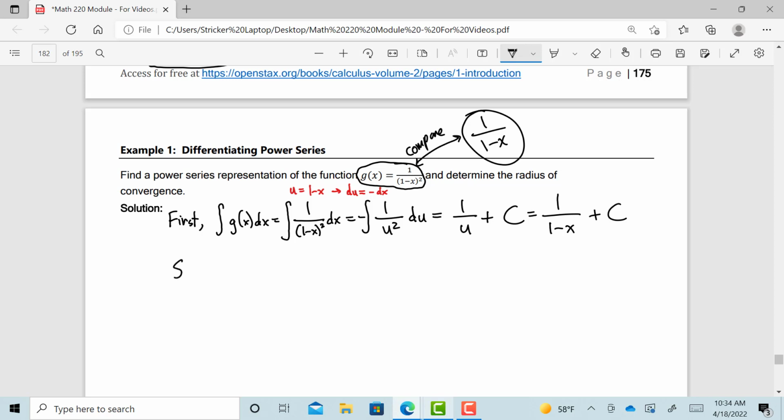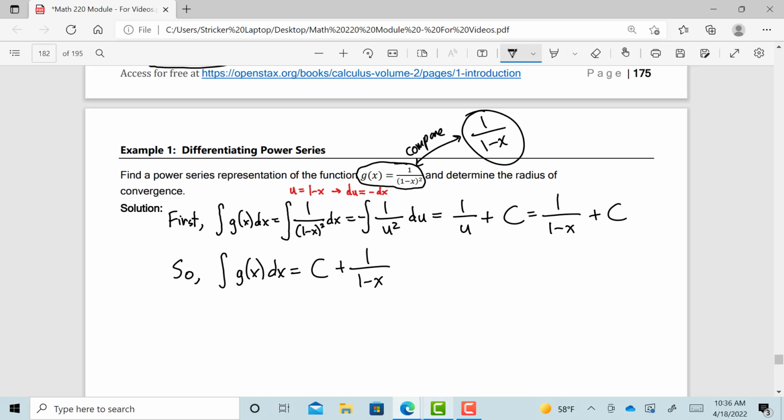And so we can plainly state that the integral of g of x dx is equal to 1 over 1 minus x plus c. Actually, let's write the c first. You'll see why in a second. So let's write c plus 1 over 1 minus x.